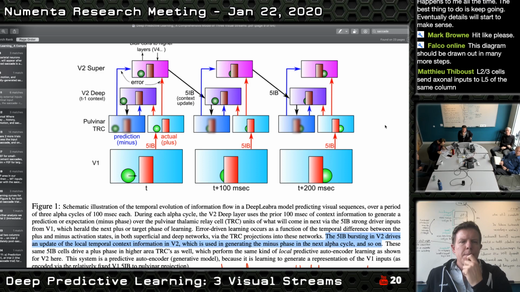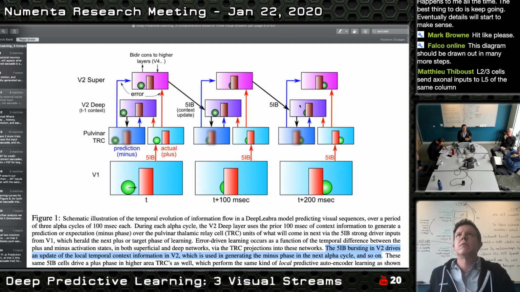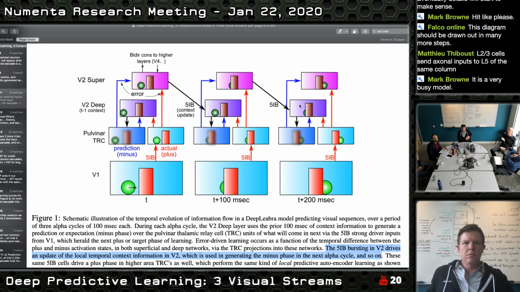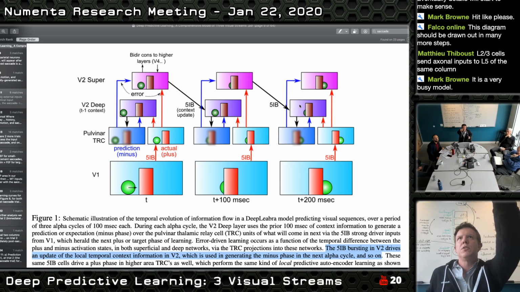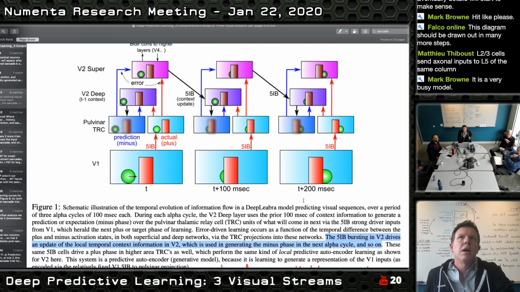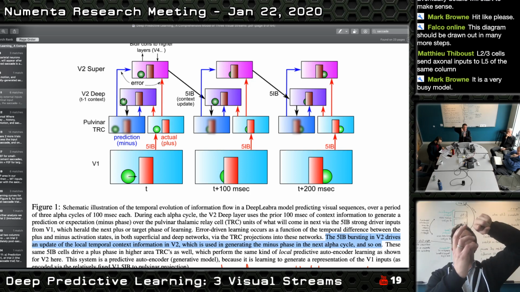Okay, do the L2/3 cells... all right, I'm sorry, I was confused. I made a mistake here. I remember we talked about that. If this is the same column, then we're just saying that the superficial layer cells project to layer 5. Yes, that's it. This is not a hierarchical thing. It's just superficial cells projecting down to layer 5. They say the layer 5IB bursting in V2 drives an update of the local temporal context in V2. The next one, these same L5IB cells drive a plus phase in higher areas, so I think that's where they're talking about the hierarchy, from V2 deep up to the next one.